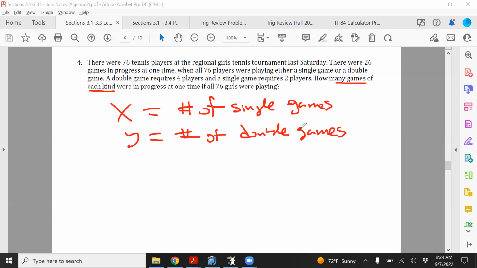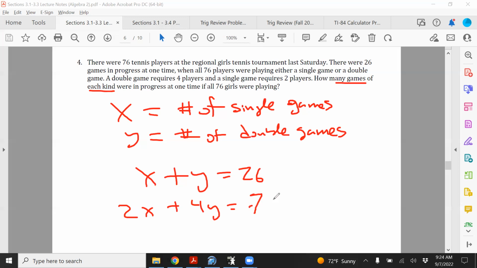Well, hold on a sec. There are 26 games, right? And in a singles game, how many players play, guys? 2. You have 1 on each side of the net. How many players in a doubles game? 2 on each side of the net. And 76 players involved, right? Now solve. And actually, I would probably do substitution.